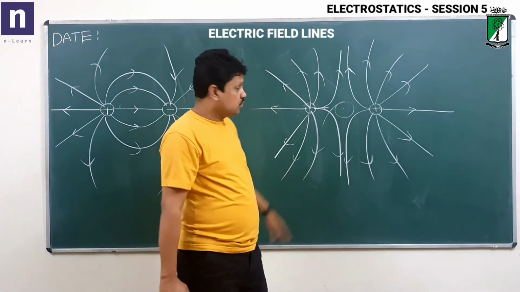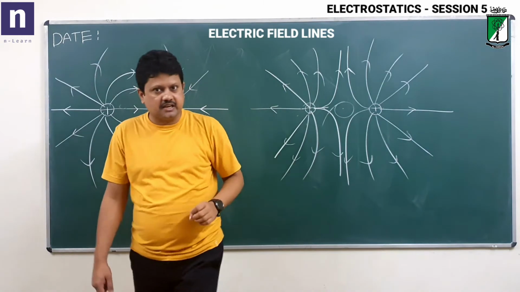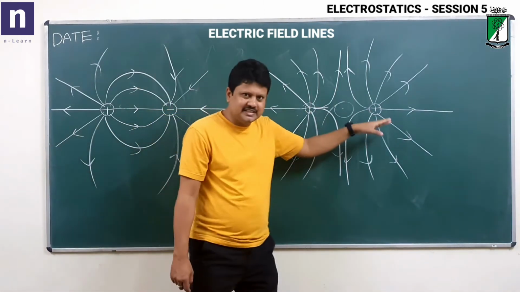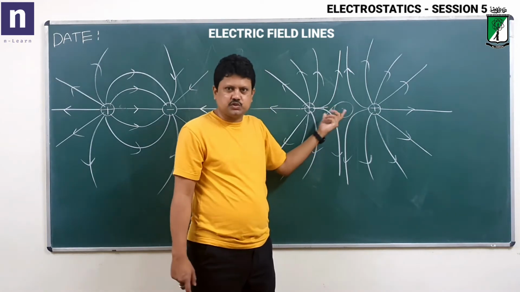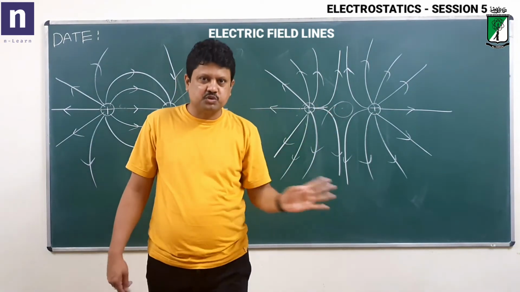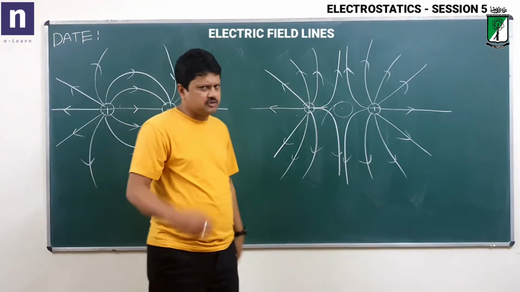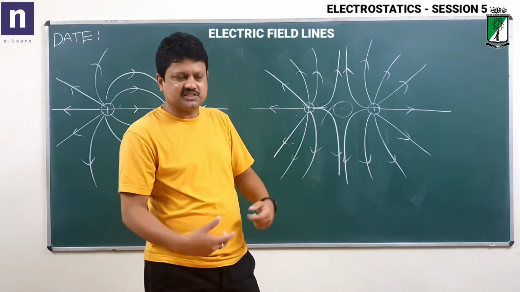Now you may be thinking, what if these two charges are not identical? If these two charges are not identical, you may find this null point shifting slightly this way or that way, that's all. But there will be a null point most of the times. So in most of the cases. Of course, we are going to understand more about such cases later.